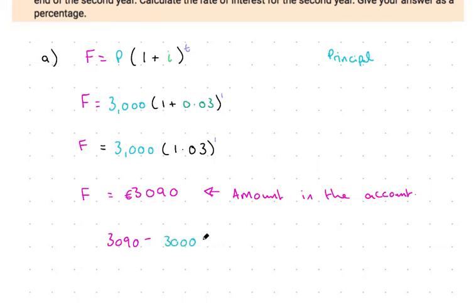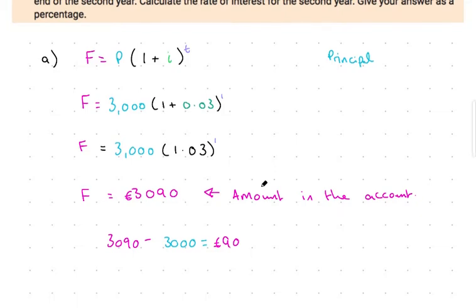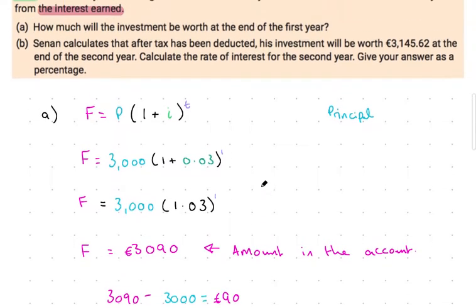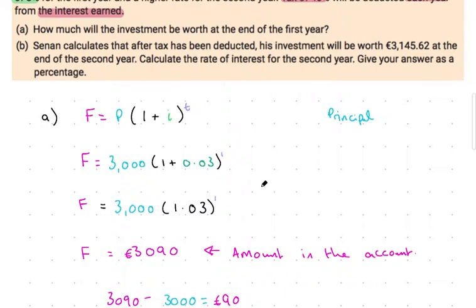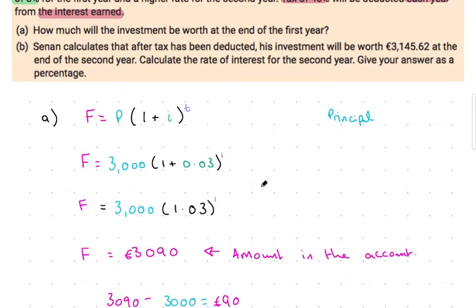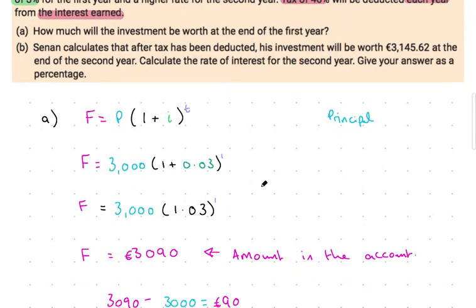If we do that, we'll be left with the investment, which in this case is going to be €90. So that's how much the investment is worth at the end of the first year. They haven't asked us to do any tax calculations. They haven't asked us to do anything different, only to figure that much out.